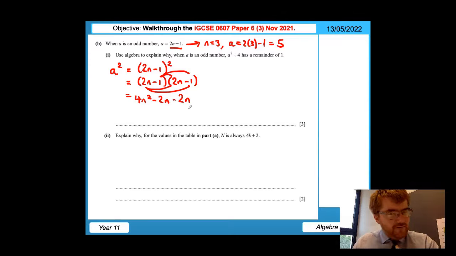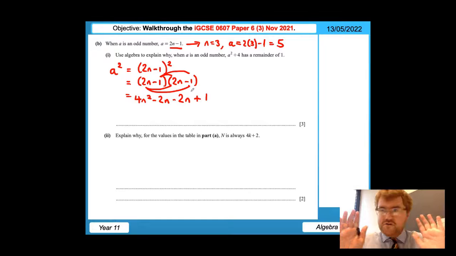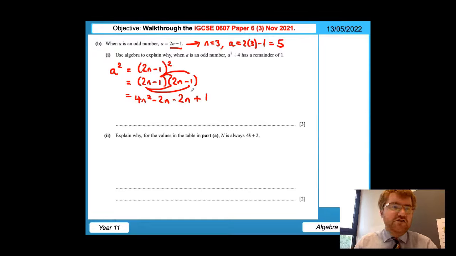And just be careful on this one. Minus 1 times minus 1 is equal to positive 1, which is really important for this question. Otherwise, bad things will happen. The amount of students I've had, and they say minus 1 times minus 1 is just minus 2, and you go, don't do it. Right, let's collect up the like terms.